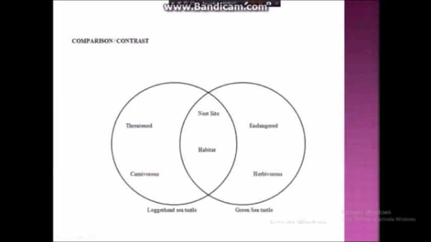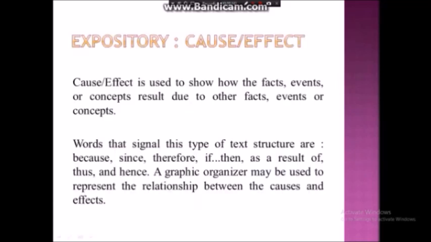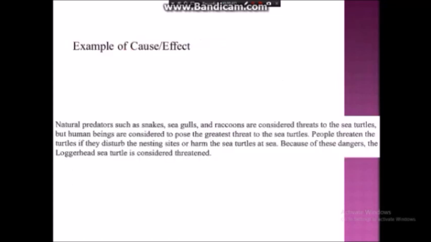We can use a graphic organizer like this. And the next expository text is cause and effect. Cause effect is used to show how the facts, events, or concepts result due to the other facts, events, or concepts. The transition signals of this structure are because, since, therefore, if followed by then, as a result of, thus, and hence. A graphic organizer may be used to represent the relationship between the causes and the effects. This is the example of cause effect.